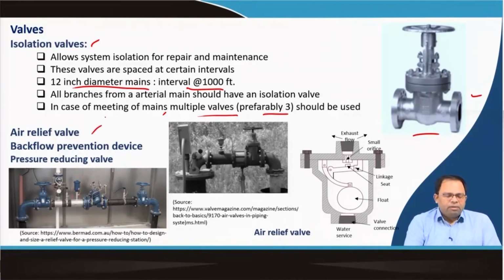In addition to these isolation valves, there are other valves involved in a distribution network, such as the air relief valve, backflow prevention device, pressure reducing valve, and so on. Now, the purpose of an air relief valve is, as you can understand, particularly if it's a dead end system or an intermittent supply, sometimes air gets into the pipeline because it's empty. Then when you send water, these pockets form and the water cannot travel. So, there has to be a mechanism to release the air that is trapped inside the pipeline. That is why we use an air relief valve.